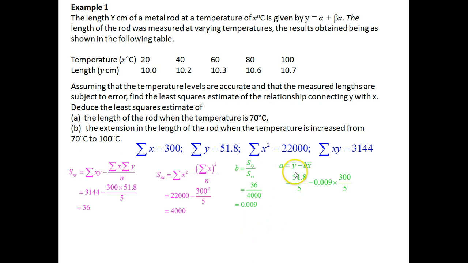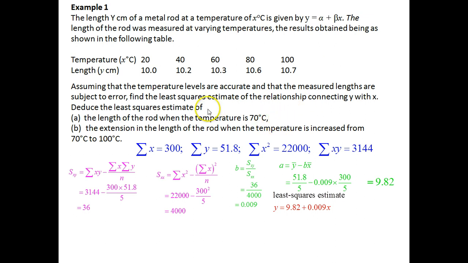For a, we need y bar and x bar. Well, y bar is the sum of y divided by 5, and minus b times x bar, which is 300 divided by 5, and we get 9.82 as our estimate for alpha. So our least squares estimate of the relationship becomes y is equal to 9.82 plus 0.009x. So that's our estimate for the linear relationship between the temperature and the length.